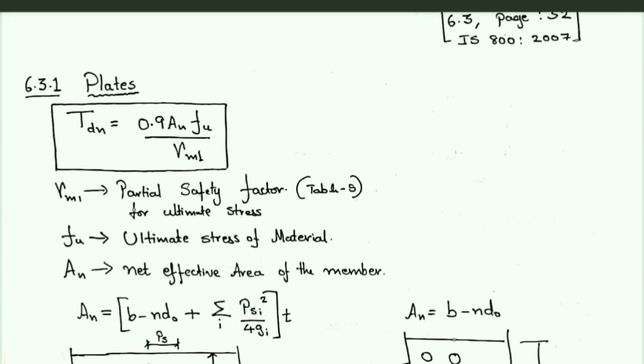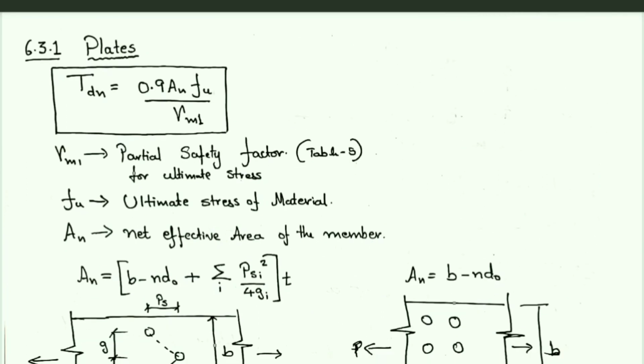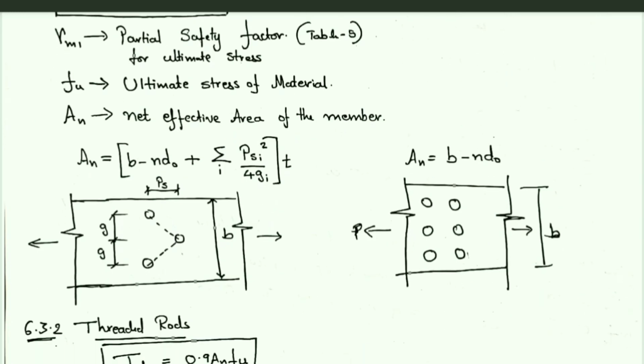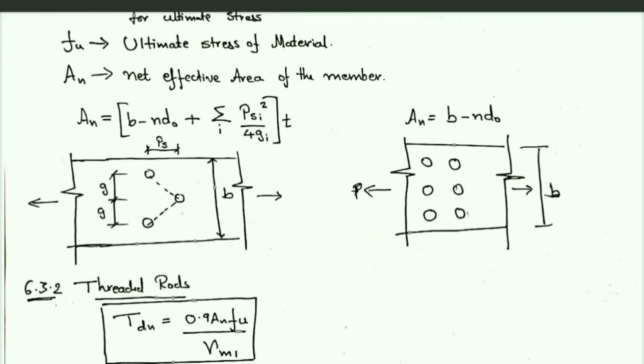Fu will be the ultimate stress of the material, and AN will be the net effective area of the member. You will get this formula from the code book itself: AN will be equal to (B minus n D naught plus summation of Psi square divided by 4g) into t, if a staggered connection is there. And if you use a chain connection, AN will be equal to (B minus n D naught) into t. n will be the number of bolts present in that critical section.